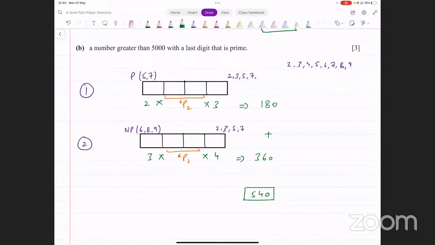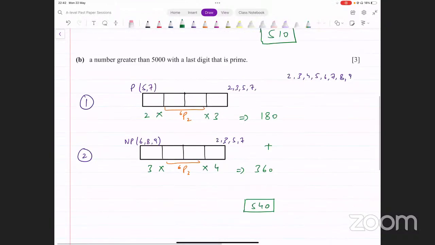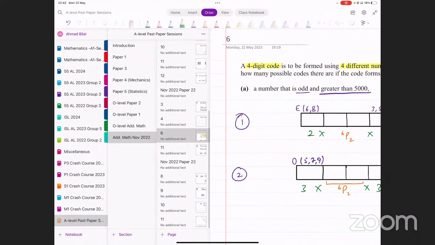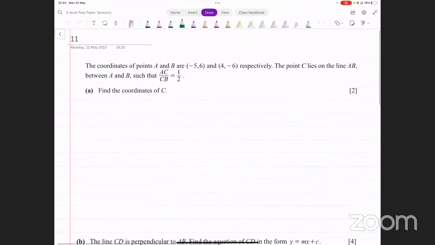All right. I hope that makes sense. Let's move on. That was question number 6 from this paper. Now, the last one that I want to do from this particular paper, that's question number 11. Let's have a look at this. Okay, so it says the coordinates of points A and B are -5, 6, and 4, -6 respectively. The point C lies on the line AB between A and B, such that AC over CB is equal to 1 over 2. We need to find the coordinates of the point C.